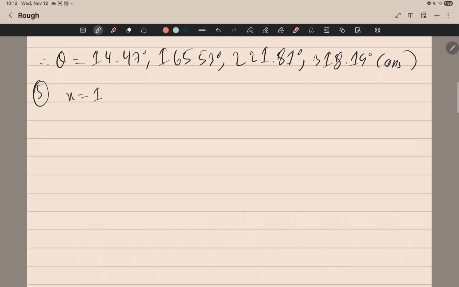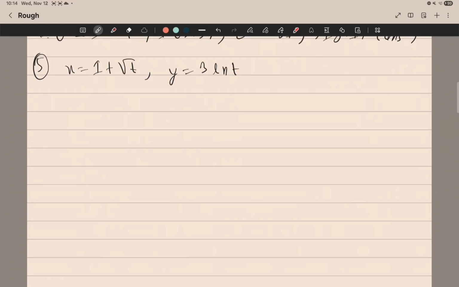So the question gives me 2 equations. Basically, there are 2 parts. The first part says, find the exact value of the gradient of the curve at the point P where y is equal to 6. And then the second part goes like, show that the tangent to the curve at P passes through the point (1, 0). So the first part is we need to find the value of the gradient at the point P where y is equal to 6, exact value.